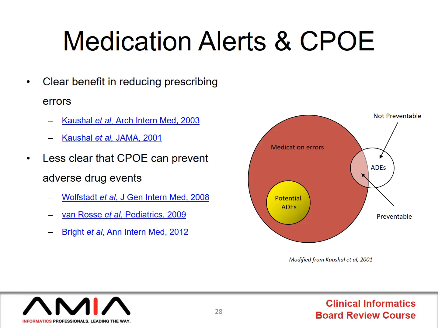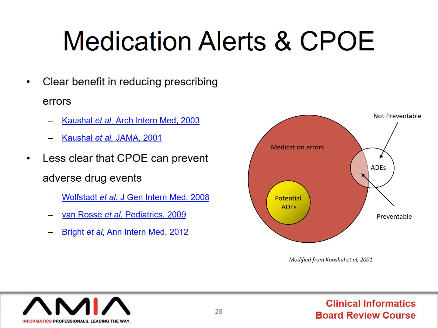Now, what's less clear is that even when we reduce prescribing errors, we may not be able to prevent adverse drug events that reach the patient. And this was demonstrated in a number of journals. It's true for both adult and pediatric medicine.